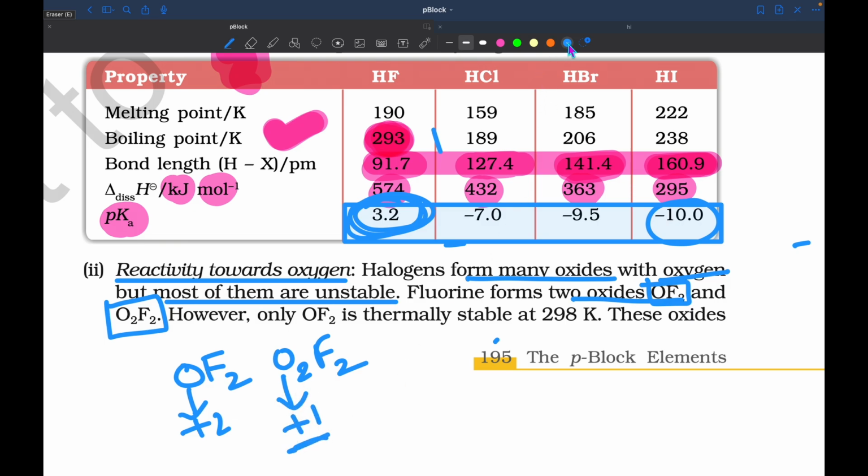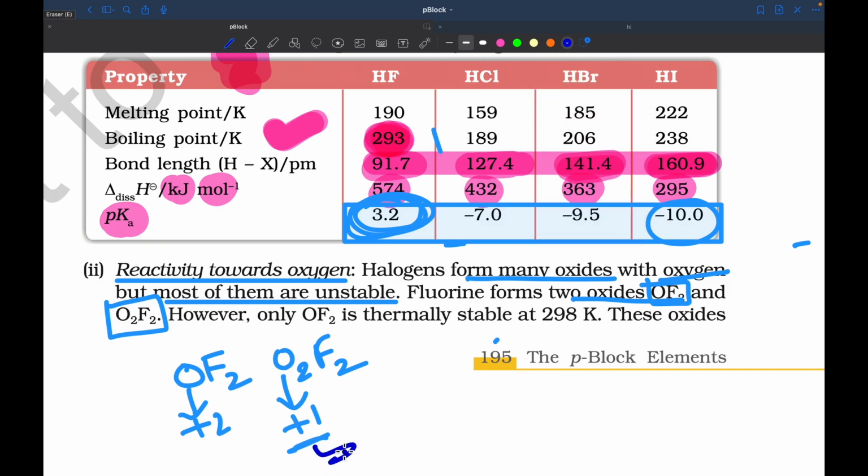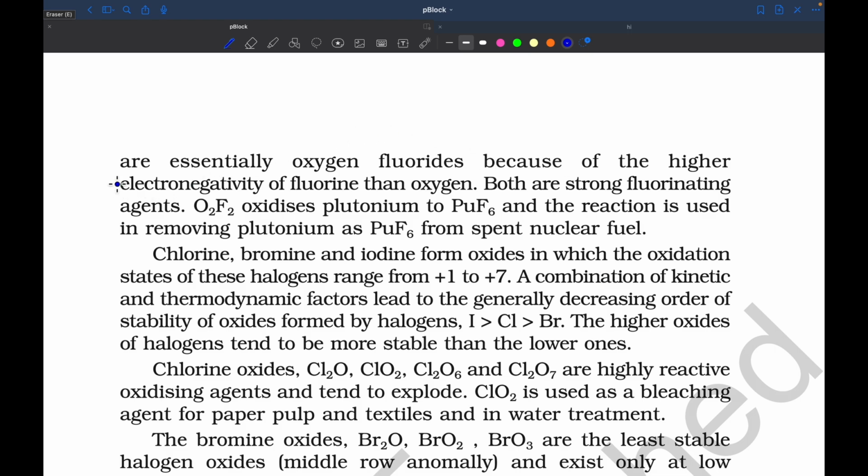So these things we have already seen in the 16th group, oxygen. However, only OF2 is thermally stable at 298 K. At room temperature, only OF2 is stable, O2F2 is unstable. These oxides are essentially oxygen fluorides because of the higher electronegativity of fluorine than oxygen.